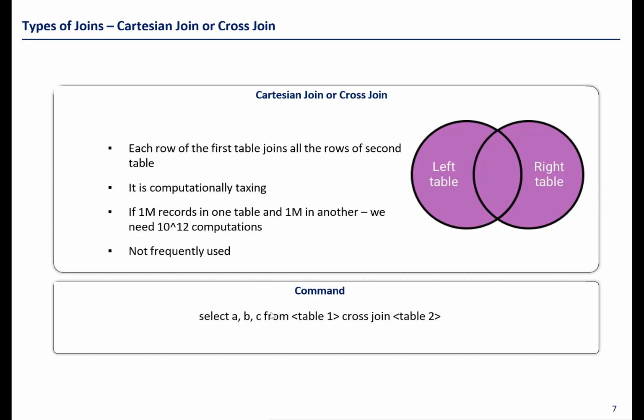Now let's see the syntax to perform a cross join. It's fairly simple. Just use cross join in place of inner join, left join or right join, as you will see, and it does not have the on and the key clause.